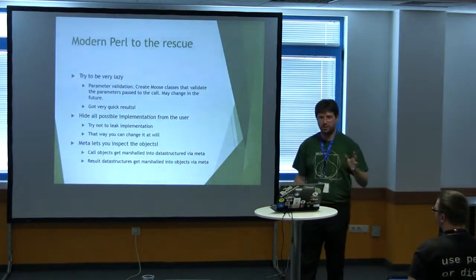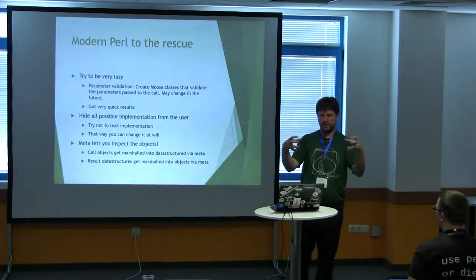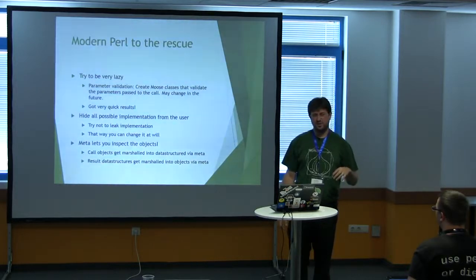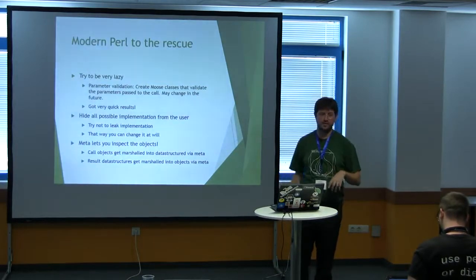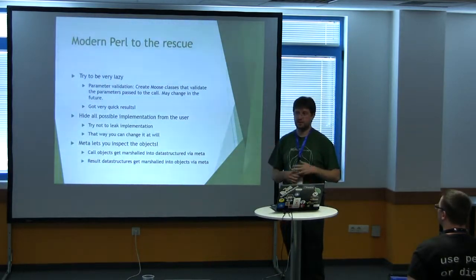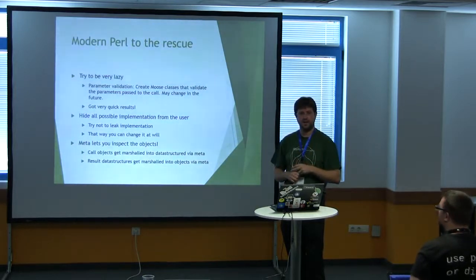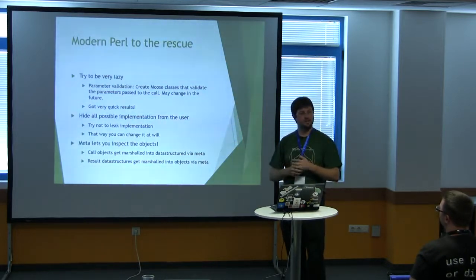Parameter validation, for example, the parameters that you will pass of a method call. I really construct an object for the parameters and let Moose validate that the parameters are okay, if you're passing in strings or integers or whatever. I know it's not that efficient, but we're trying to get things that work and trying to optimize later.